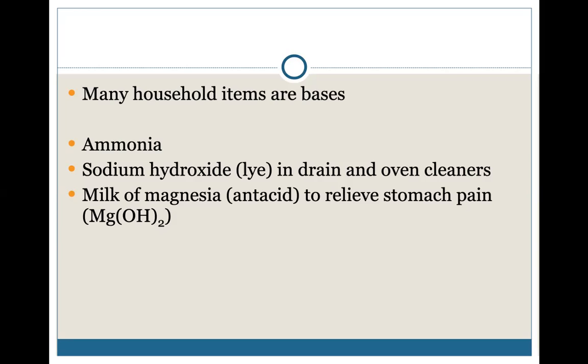You can think of Antasil or Eno. They are both alkaline solutions because you take these when you have stomach pain, because stomach pain is usually due to the overproduction of acid in the stomach.